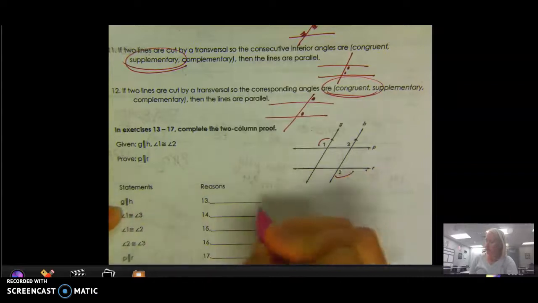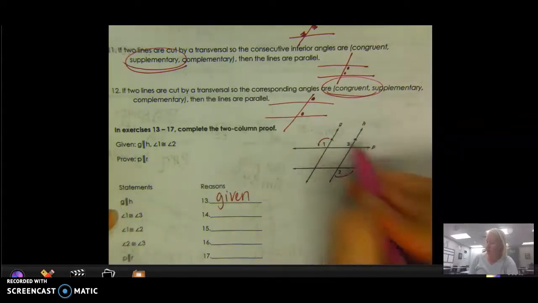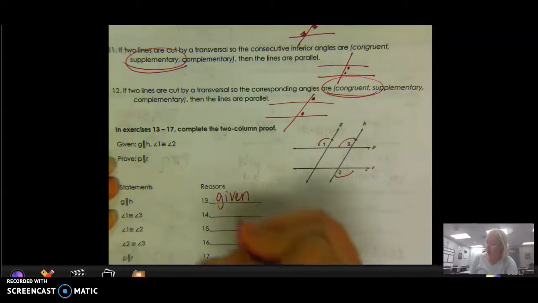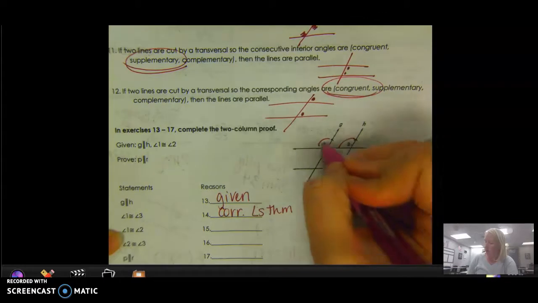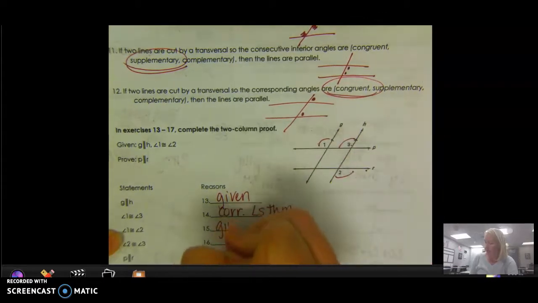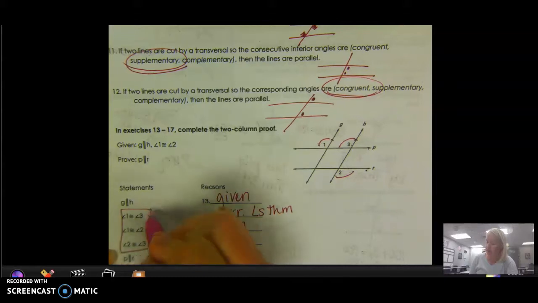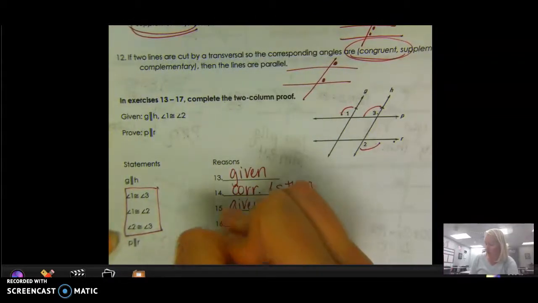So G is parallel to H. That was a given. 1 is congruent to 3. That is by corresponding angles theorem. 1 is congruent to 2. That is a given. 2 is congruent to 3. What they did was they sandwiched it. They took out the 1 that they both share, and they sandwiched the 2 with the 3, so that is transitive.